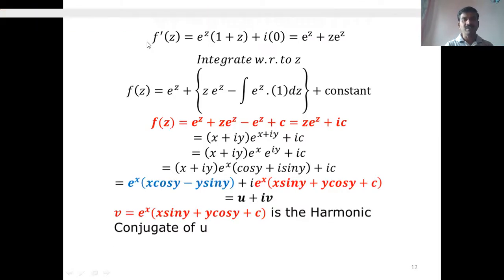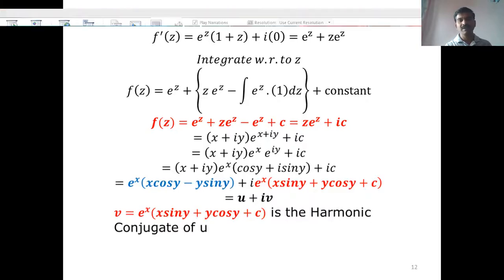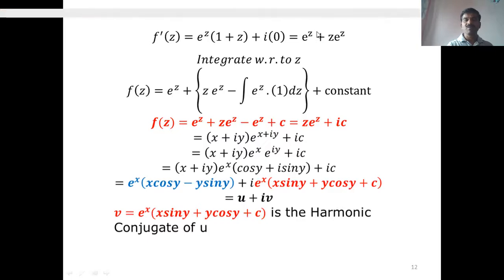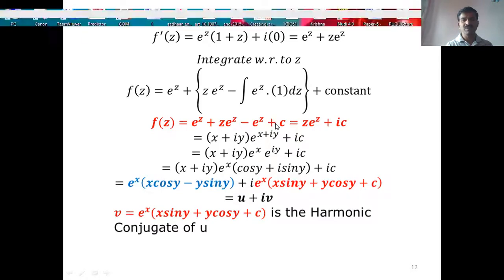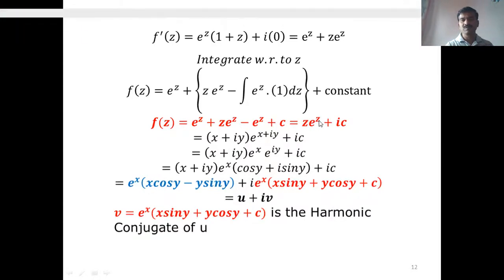Now we find the analytic function by integrating this derivative. So by integrating this, e power z, integration is e power z itself, but z into e power z we can integrate with respect to z by parts, integration by parts. We have got this relation there. So then we got z into e power z plus ic after simplification of these two terms. Then we replace the complex variable z by x plus iy, and here also x plus iy.